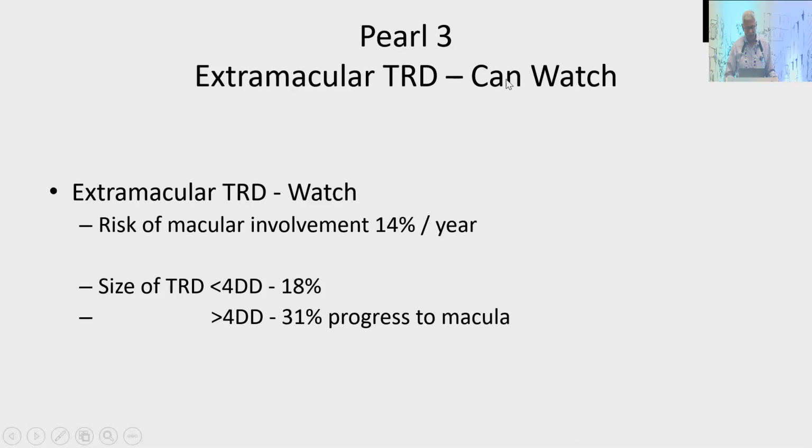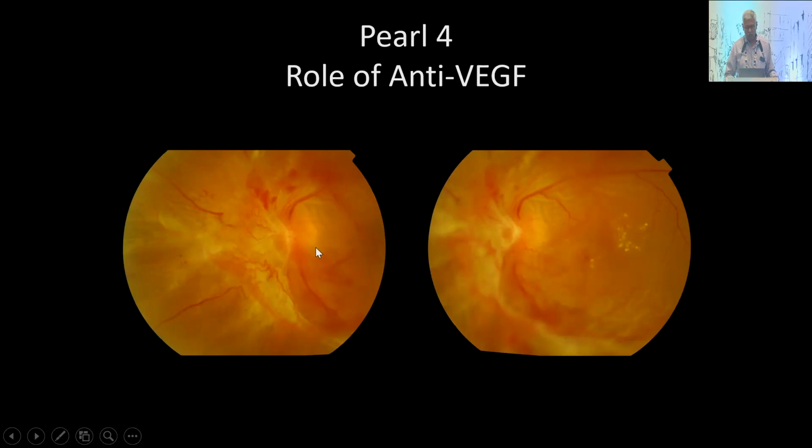So what is the risk if we decide to wait? The risk of macular involvement in extramacular traction retinal detachment, as you can see, is about 14%. And the larger the size of the extramacular traction retinal detachment, the more the risk that it may progress. So for a larger extramacular detachment, we tend to follow these patients much more closely to see if it moves towards the macula.